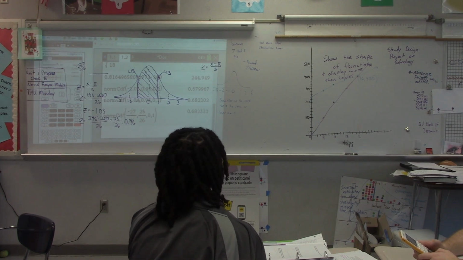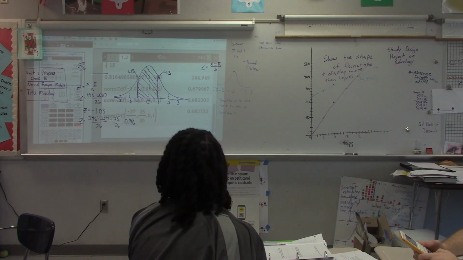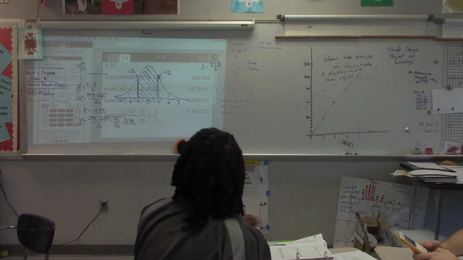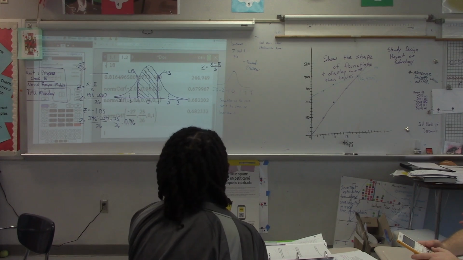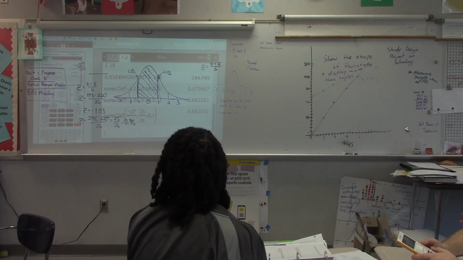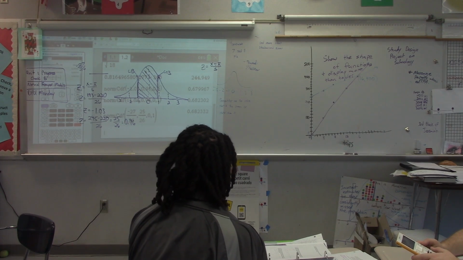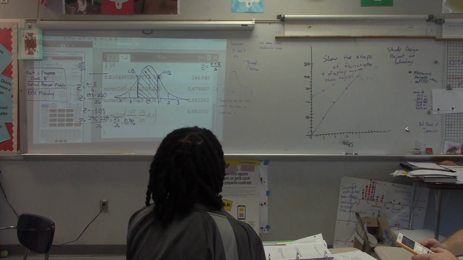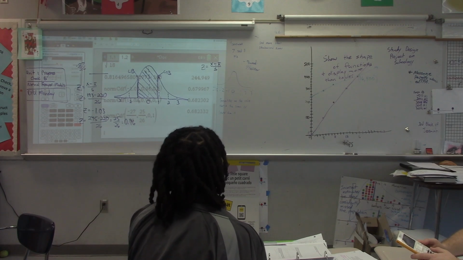Does anyone know why that should make sense based on what we're seeing in that normal distribution up there? 0.68. Because they're very close to one standard deviation above and below the mean, right? Very close. Close enough that it's probably 68%. Now, I would still use z-scores to be more precise, but that's there.